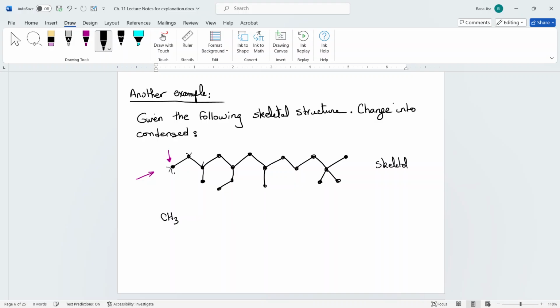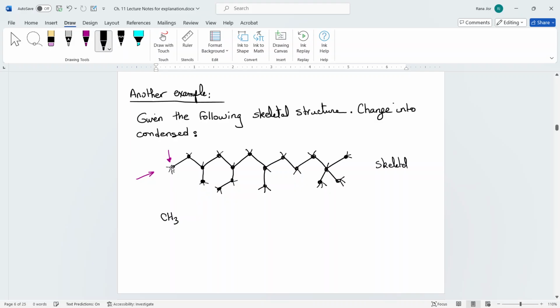Maybe it will help if you do this at the beginning just to get used to it. This has 2 hydrogens. This has 1 hydrogen. This has 2 hydrogens, 3, 2, 1, and 3 hydrogens, 2 hydrogens, 2, and another 2. This is a 3. This is a 3. This is 3 hydrogens in there.